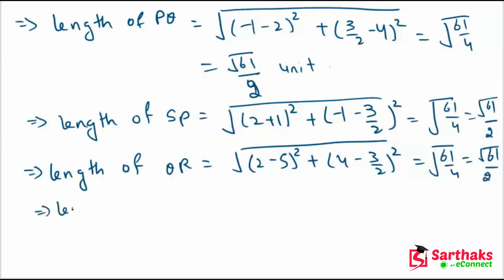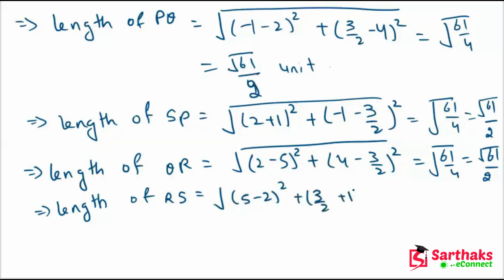Now again we have to find the last length, the length of RS. We get under root 5 minus 2 whole square plus 3 upon 2 plus 1 whole square, under root. So we get under root 61 upon 4, which is equal to under root 61 upon 2 units. These lengths are in units. So these are the lengths of the sides of the quadrilateral PQRS.